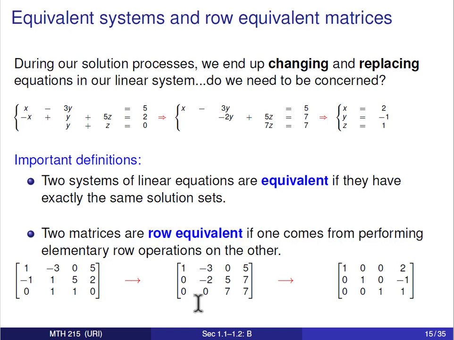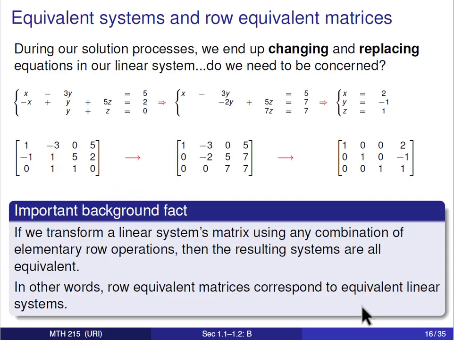And what's more, as we just saw in the last couple of slides, continuing to perform elementary row operations on the middle matrix produces the last matrix. And so these two matrices are also row equivalent, and what's more, the first matrix and the last matrix are row equivalent as well, because we can get the last one by performing several elementary row operations on the first.